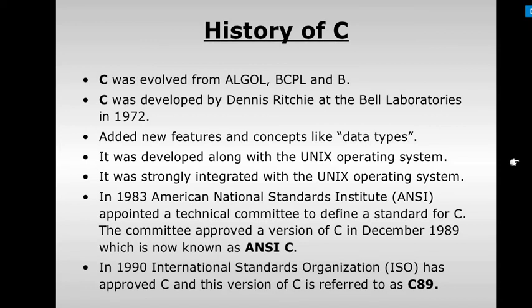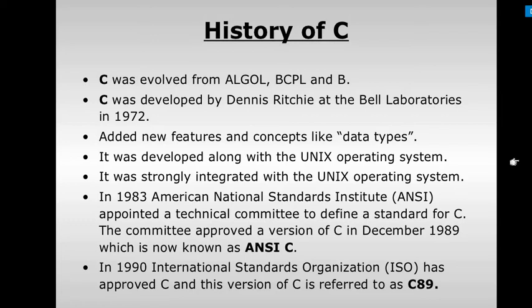So basically it is portable. In future we can see whether we can use it only in Unix. No, C can be used in any kind of OS and it is a portable language. It was strongly integrated with the Unix operating system.